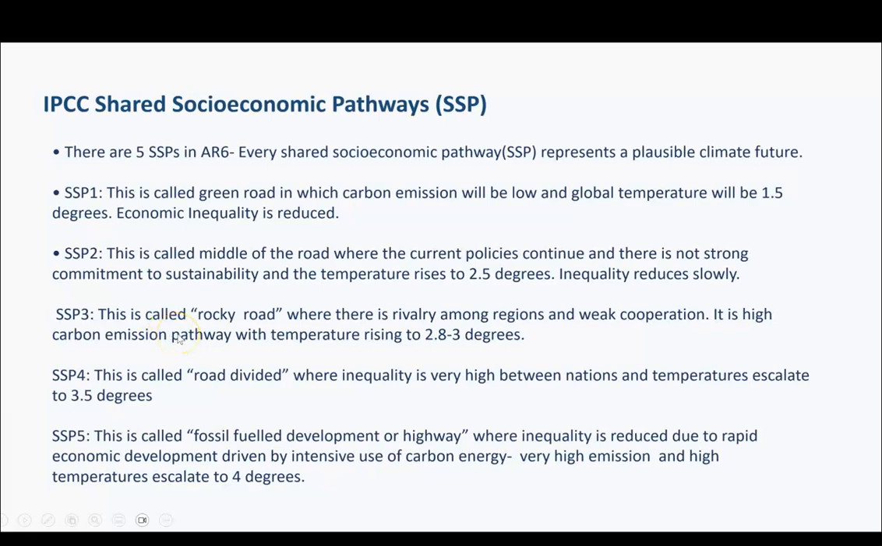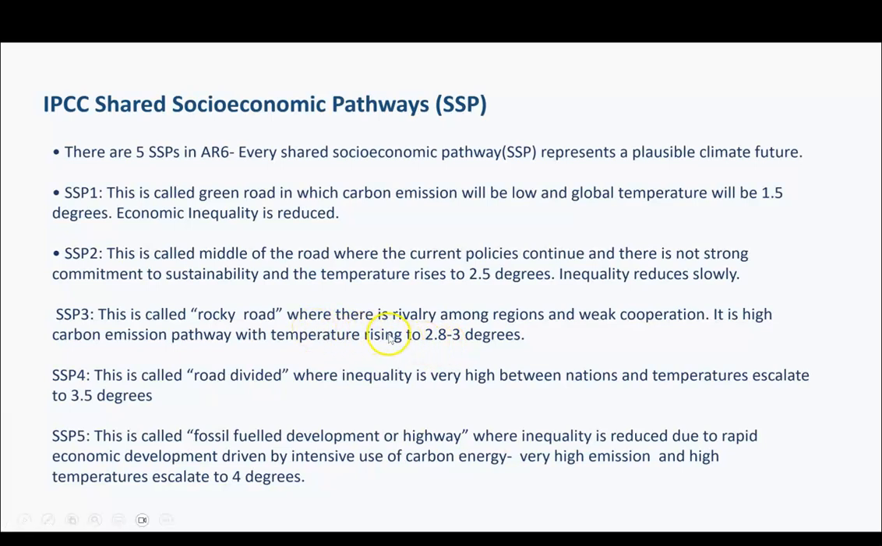Carbon emission is going to be high. That's what we're saying here. In SSP3, there will be high carbon emission. Carbon emission is going to be very high, and the temperature will rise astronomically to 2.8 to 3 degrees Celsius. Global temperatures are going to rise up to 2.8 to 3 degrees Celsius. That's what we're saying here, ladies and gentlemen. So these are the characteristics of SSP3.